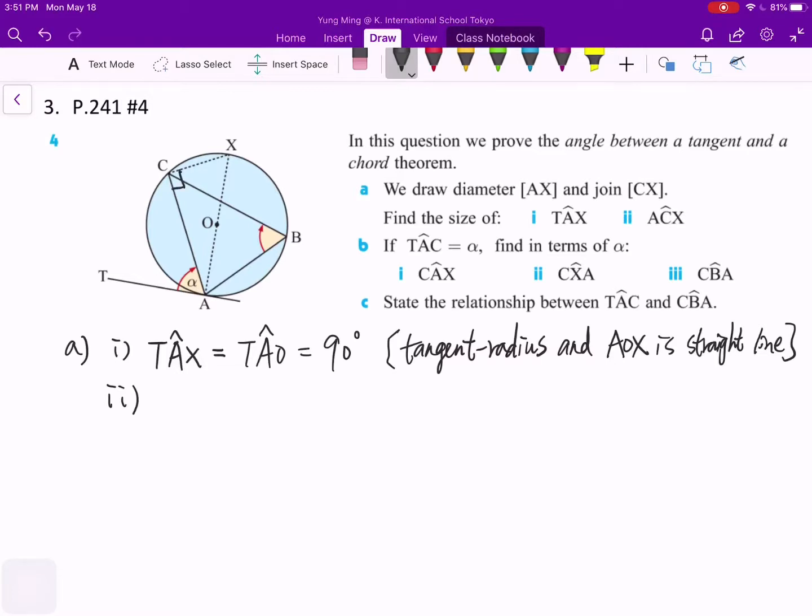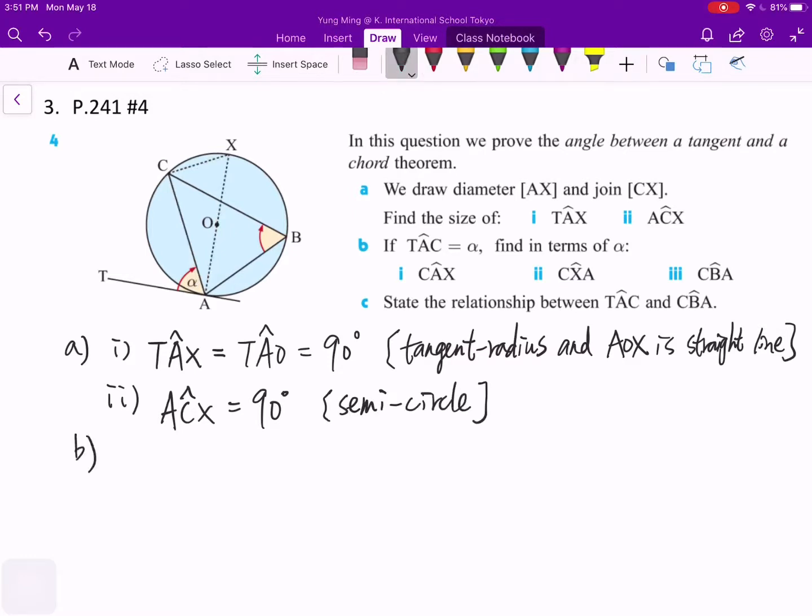Why? Because do you see that here we have a diameter? So this angle over here reminds me of the semicircle theorem that we proved at the very beginning. So ACX is also equal to 90 degrees. And the reason behind that is because we have the semicircle theorem. So that's basically it for part A.